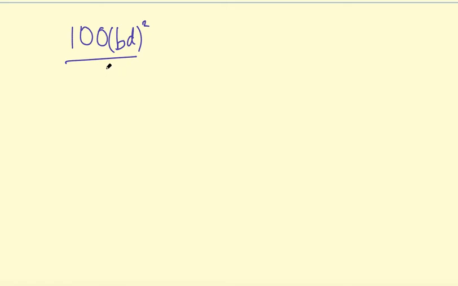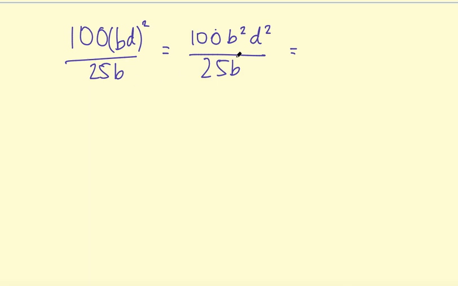100bd squared over 25b. So this is going to be 100b squared d squared, because you have to square everything in those brackets. You can't just square one of them. And then 25b. Okay, so you're just spotting what you can cancel. So 25 goes into 100 4 times, and then b cancels with one of those b terms on the top line. So you're just left with b there, and so this is just going to be 4bd squared.